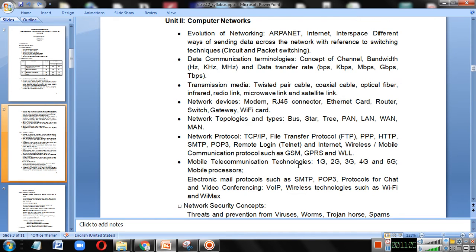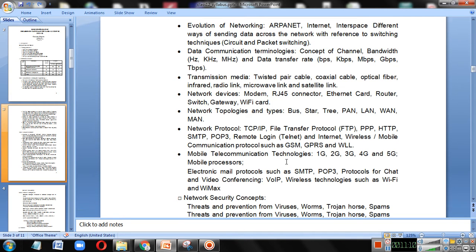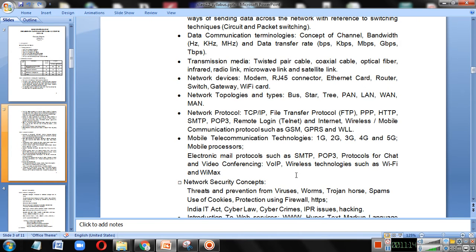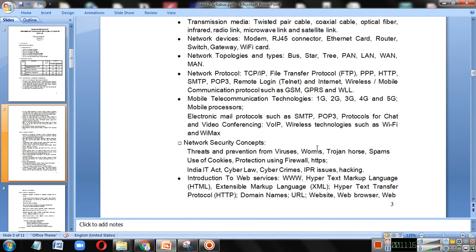Then the mobile communication technologies, first generation, second generation, third generation, etc. up to mobile processors. Then we have electronic mail protocols such as SMTP, POP3, video conferencing, voice over internet protocol, Wi-Fi and WiMAX. As you know, the moment we talk about the network, the ease with which we can communicate with each other also involves a risk of security. That is what we are going to see under network security concepts, threats and prevention from viruses, worms, Trojan horse, spams, cookies, how to use the cookies, protection using firewall, etc.